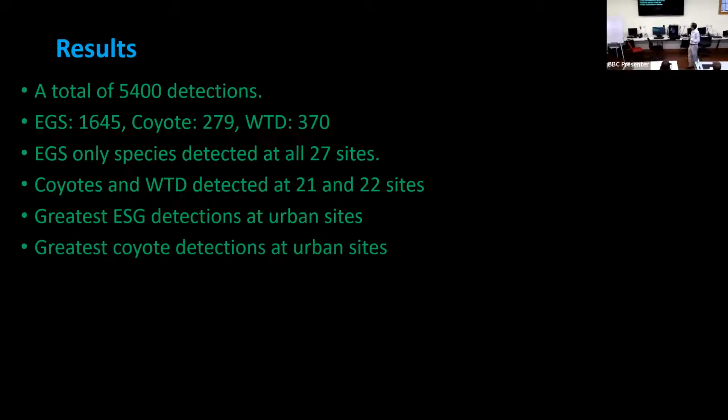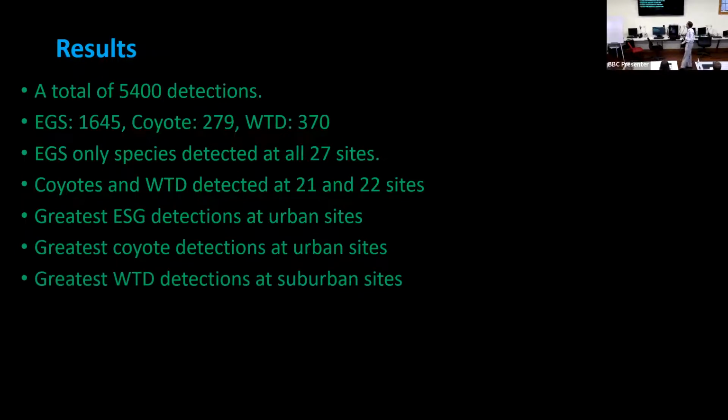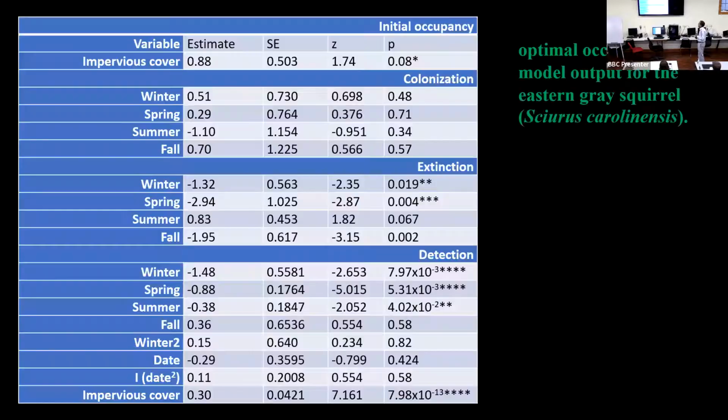Coyote detection is actually quite high in urban environments. Detection, again, not occupancy. And white-tailed deer detection is quite high in suburban sites, particularly in terms of towns. If you go past Milton, Staunton, that area, you actually have quite high levels of deer detection.